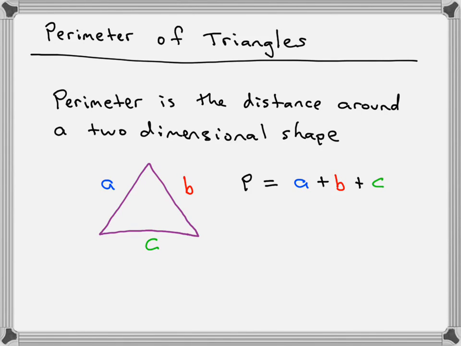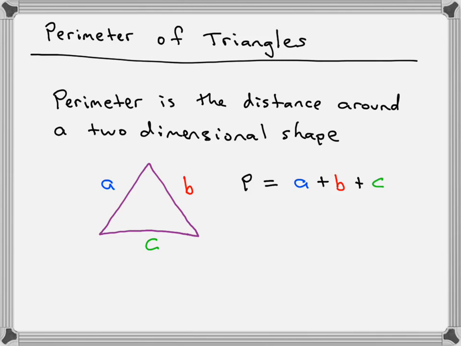In this video, we are going to go over how to find the perimeter and area of triangles. Let's start with the perimeter. In a previous video, we talked about perimeter of squares and rectangles. Perimeter is still the same thing. It is the measure of the distance around a two-dimensional shape.